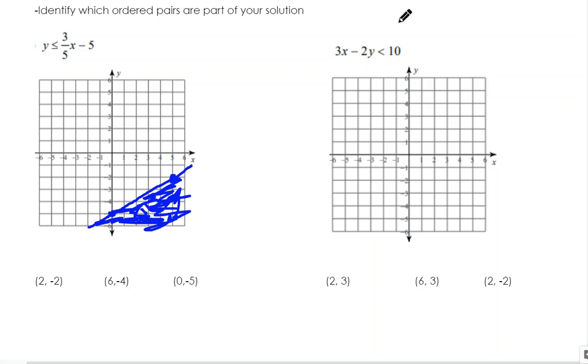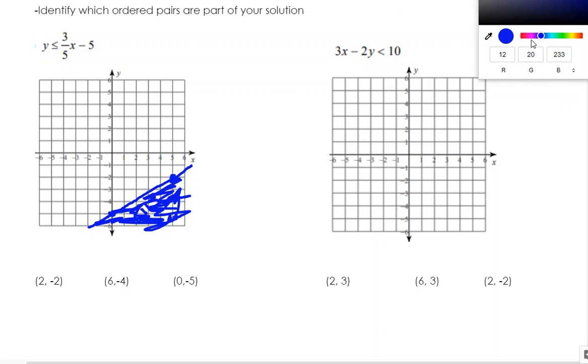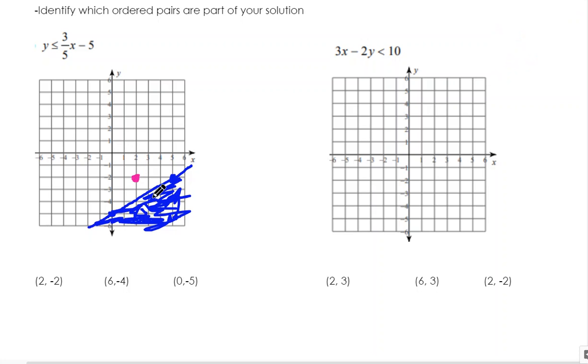That's a great color job, isn't it? Okay, so what we're going to do is see which solutions are part of my graph here. So (2, -2), if I could do that. (2, -2) is right here. That's not in my shaded part, right? So that is not an answer. (2, -2) is not an answer. It's not in my shaded region.